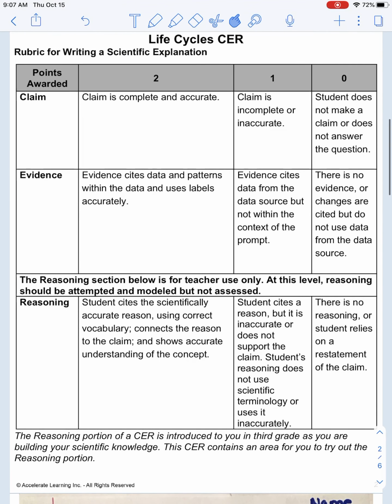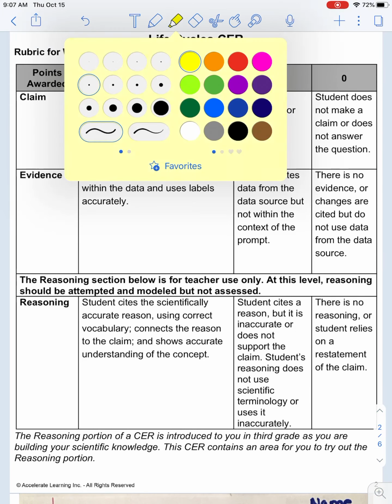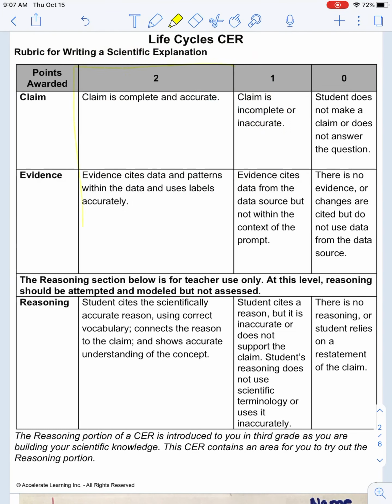Today, this is our rubric. We're going to be writing another scientific explanation. Obviously, we want to earn full points, so we are going to be looking at this category right here full of 2s. So our claim will need to be complete and accurate, meaning our answer needs to be a complete sentence and it needs to be correct.